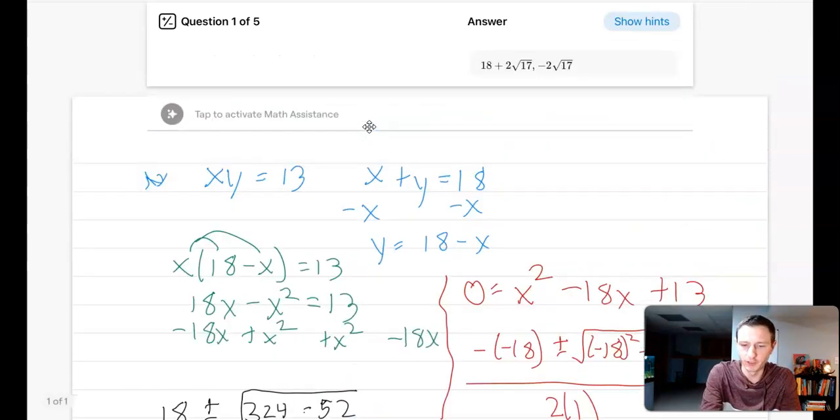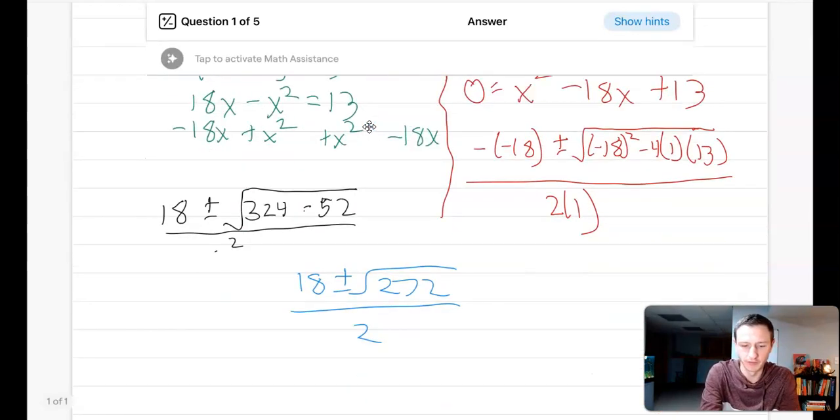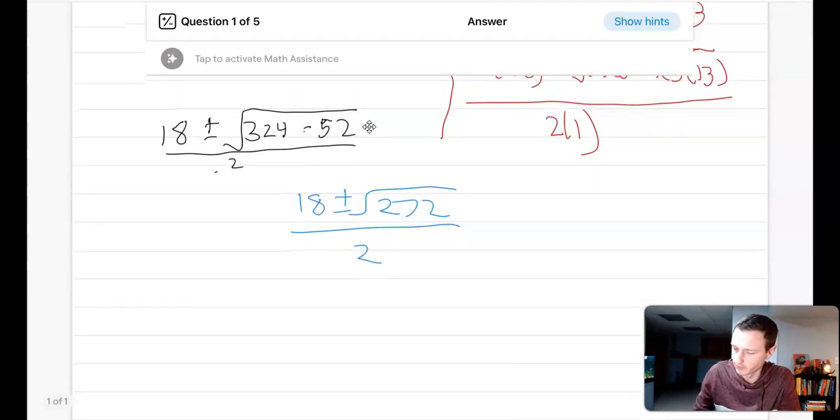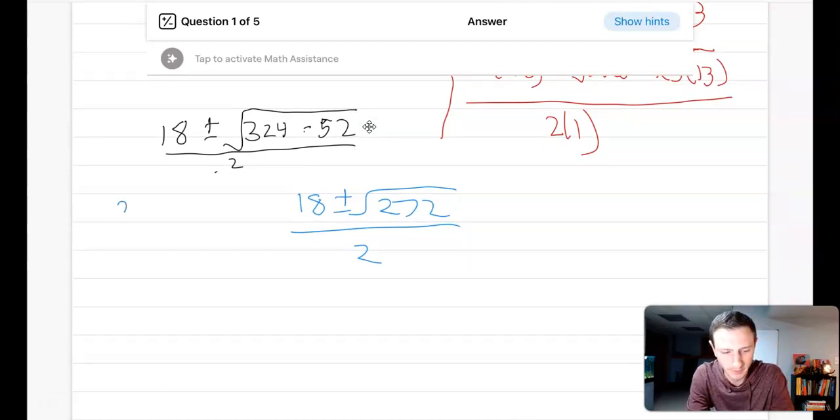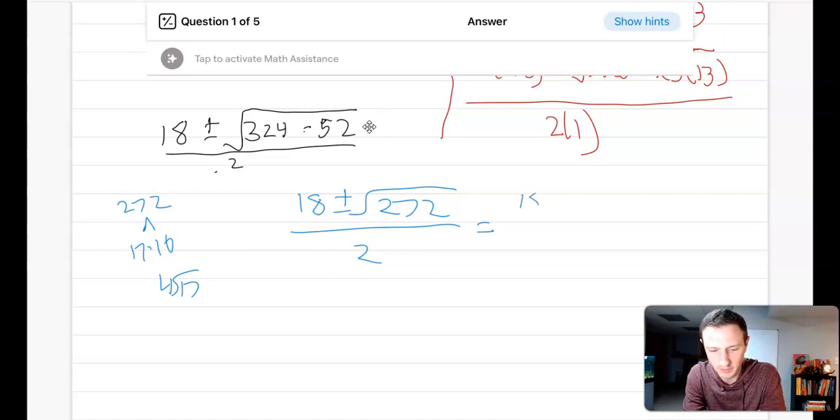And I'm going to use a little bit of a cheat. All these answers have root 17. So let's just take 272 divided by 17. And that's 16. Cool. So 272 is 17 times 16. The square root of 16 is 4, so 4 root 17. So we're going to have 18 plus or minus 4 root 17, all over 2.